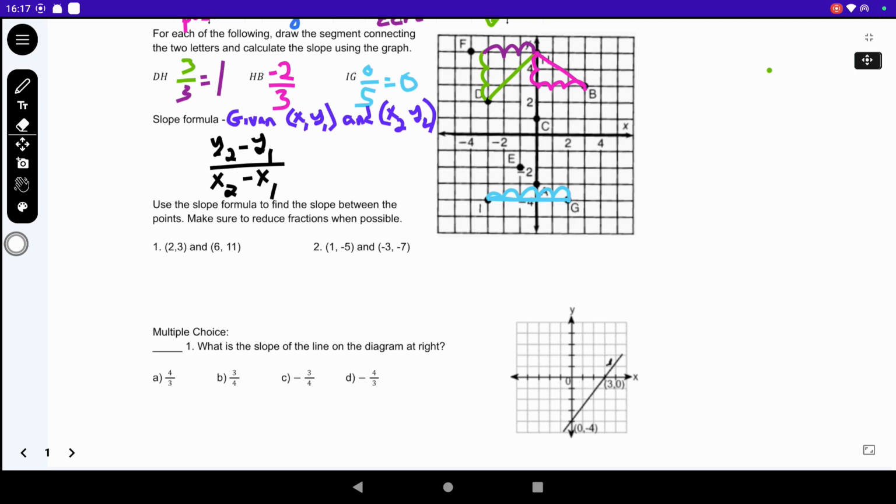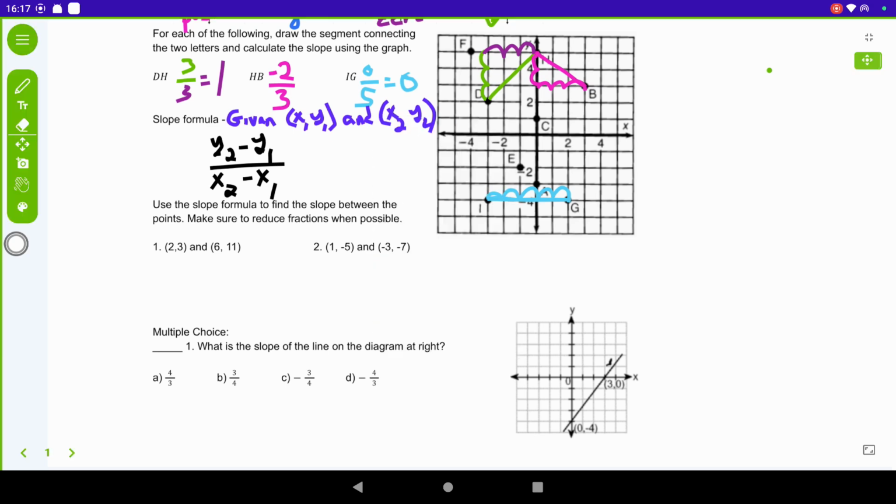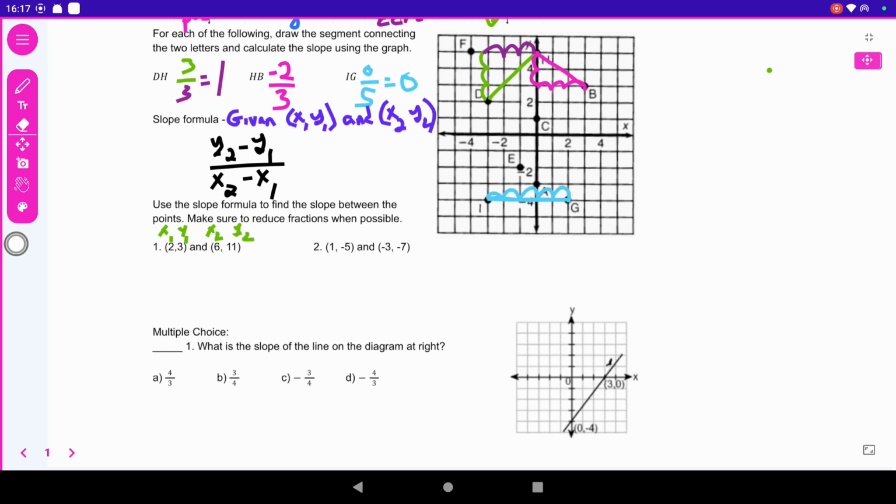Now, note, when you are doing this, if you do right minus left, you got to do right minus left for both of them. So our first example here, 2, 3, and 6, 11. So x1, y1, x2, y2. Again, you don't have to label the points, but if it helps you, by all means, label them. So you're going to take the second y value, 11, and the first y value, 3, and subtract them.